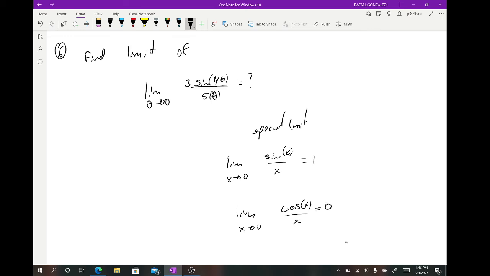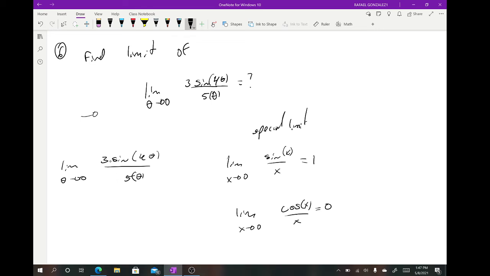So again, you should remember both of these. They are very important. Now, understanding this will help us solve this problem up here. So the problem that we're given is limit as theta goes to 0 of 3 times sine of 4 theta divided by 5 theta. Now, I have no idea what this limit is equal to yet, but I have many techniques that we have learned throughout the term that we can apply for limits.